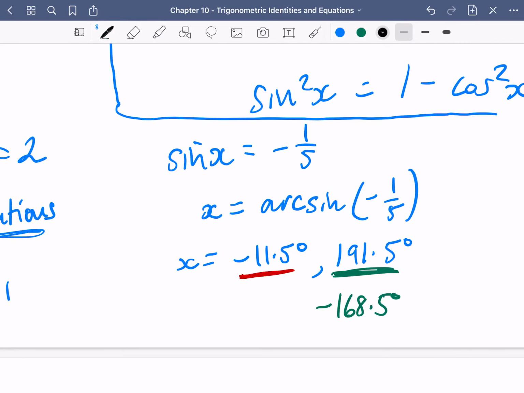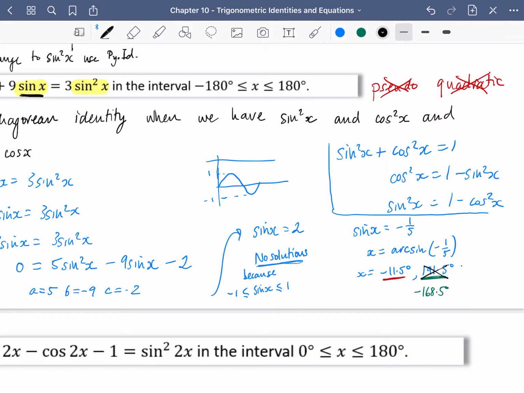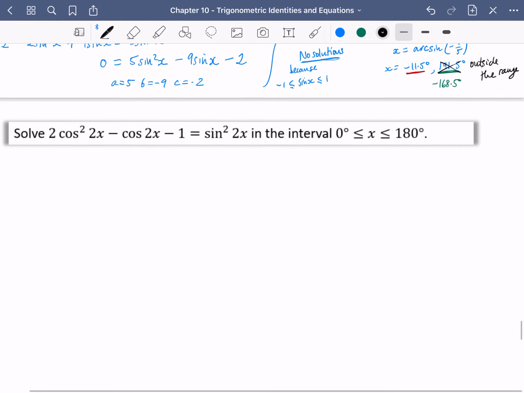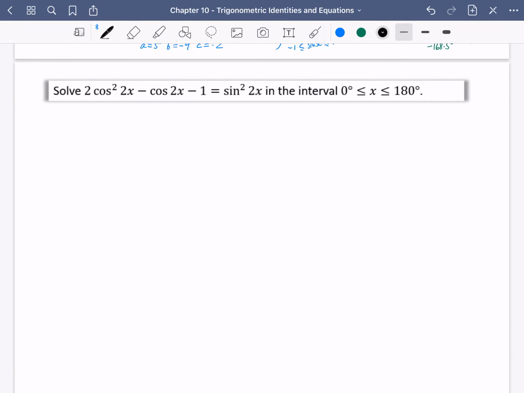So hopefully you were telling me this earlier. This cannot be a solution because it is outside the range. So there are only two solutions. Good job I used the calculator there. The only two solutions are minus 168.4 and minus 11.5. That is exactly why we need the calculators to do this checking.